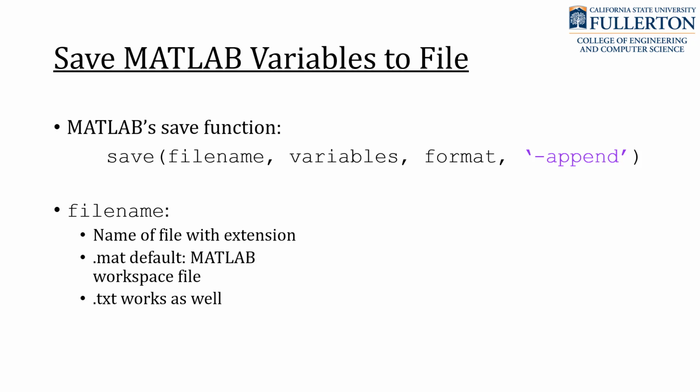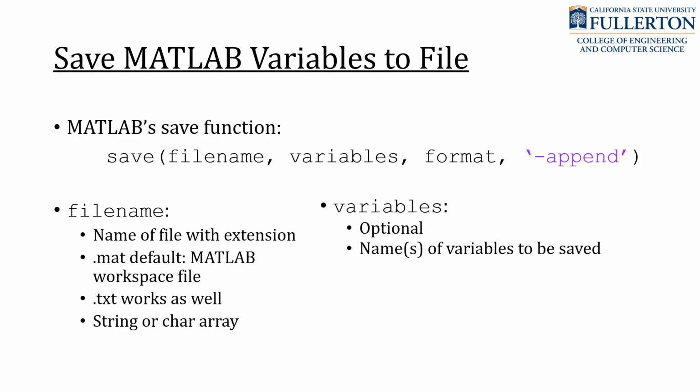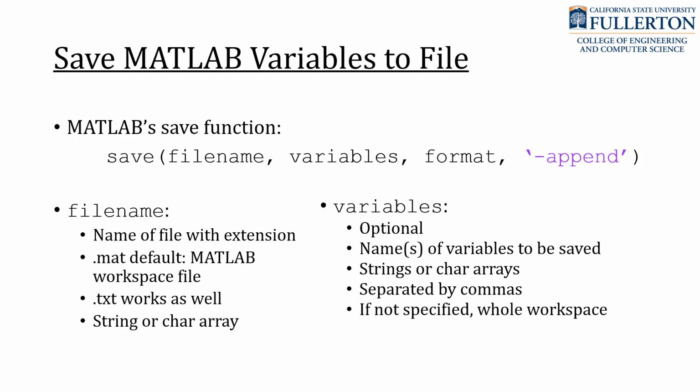And that can be real convenient if you're sticking with MATLAB. But if you're doing anything outside of MATLAB with this data, you may need a .txt or similar type of text file. The file name needs to be a string or character array. The variables input is optional. It is the names of variables to be saved as string or character arrays, and if you have more than one variable you want, you separate them by commas. So a collection of strings separated by commas. If you do not specify which variables you want to be saved, MATLAB saves the whole workspace.